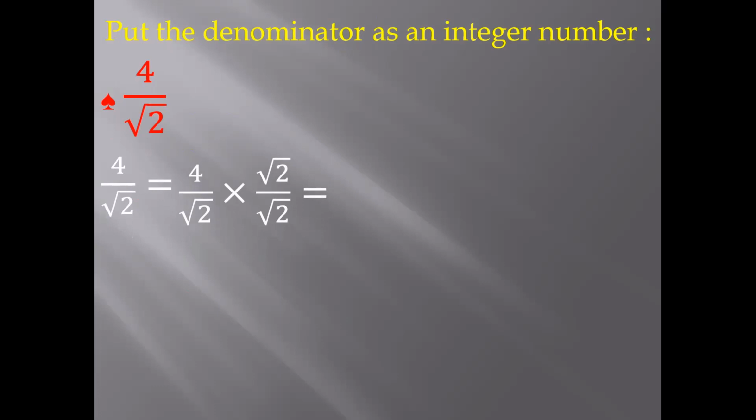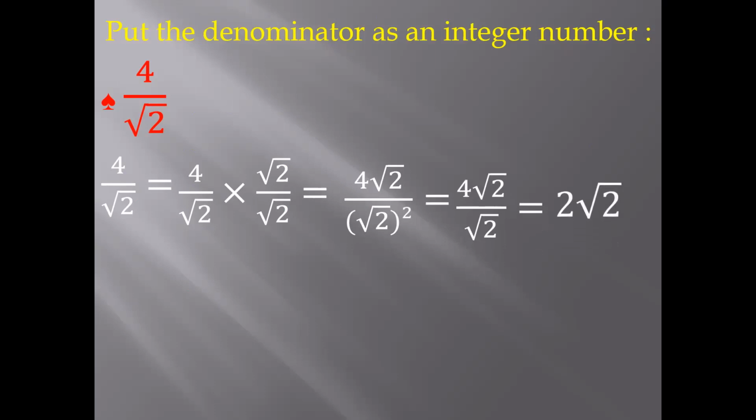4 over root 2 times root 2 over root 2, they are the same, because root 2 over root 2 equals 1. Any number multiplied by 1 equals the same number. I make numerator times numerator, and denominator times denominator. Here 4 times root 2 equals 4 root 2. Root 2 times root 2 equals root 2 power 2, which equals 2. So the answer will be 4 root 2 over 2, which equals 2 root 2. Yes, next 6 over 5 root 3.